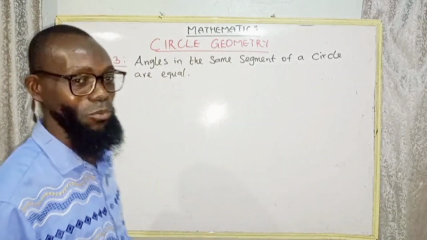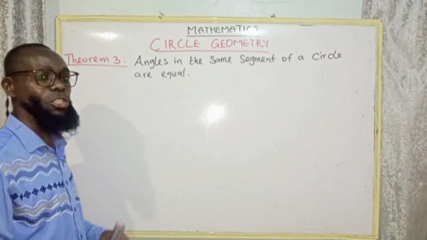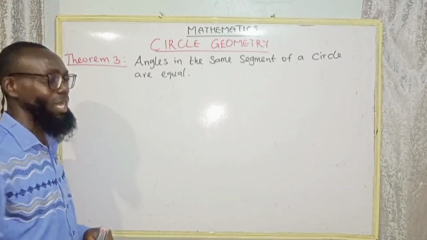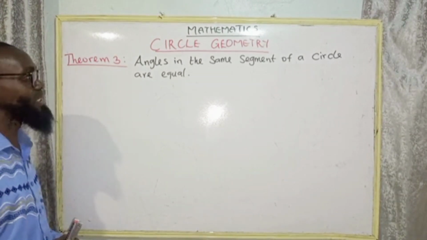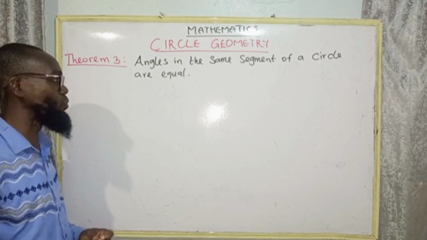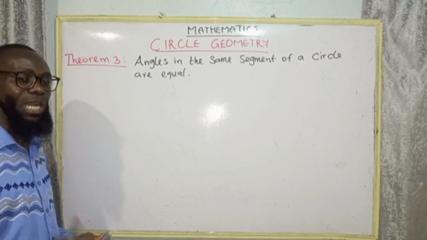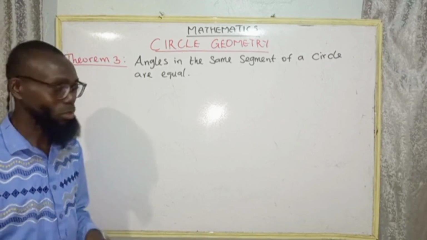Now, today we're going to proceed on our circle geometry. We've looked into theorem 2, and today we're going to look into theorem 3. Theorem 3 states, the angles in the same segment of a circle are equal. Angles that lie in the same segment, they are equal.